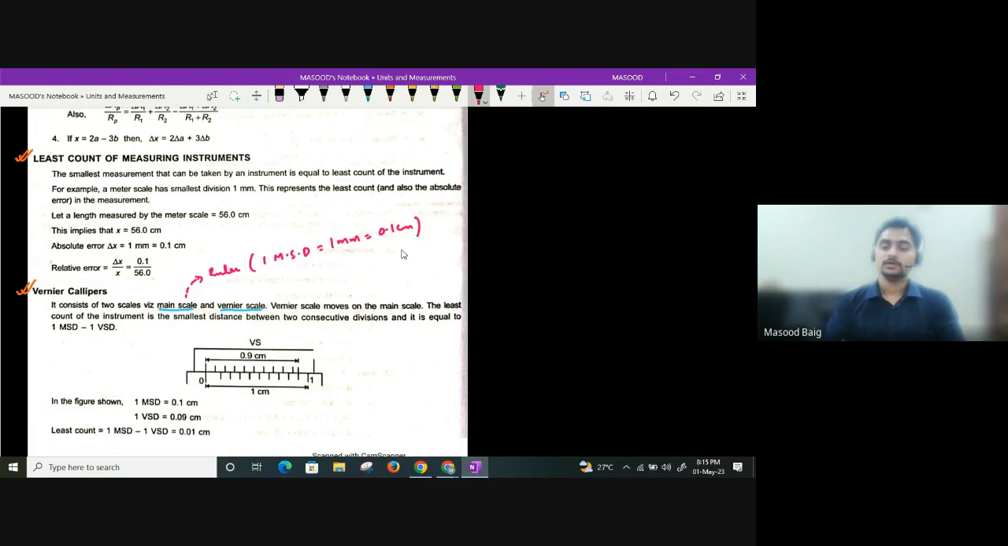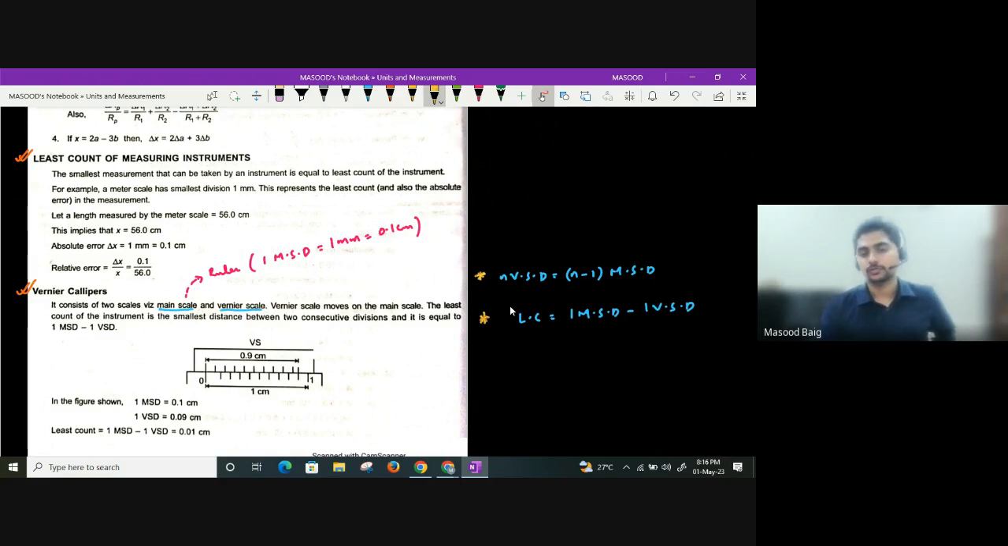What is the principle involved in vernier caliper? Always remember, n vernier scale divisions will coincide with n minus 1 main scale divisions. This is the principle involved. And what will least count be given as? Whether it is a normal caliper or an abnormal caliper, the least count will always be given as 1 main scale division minus 1 vernier scale division. Clear, all of you? These three things you should be aware of again, right?